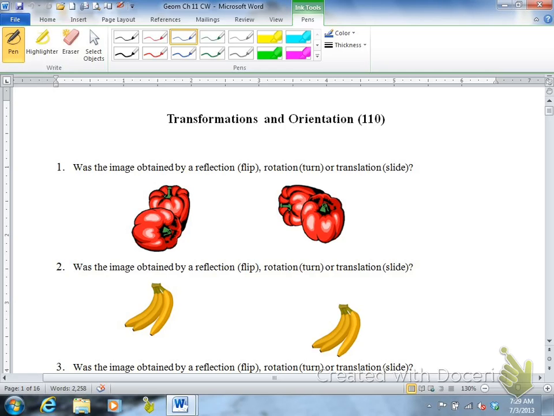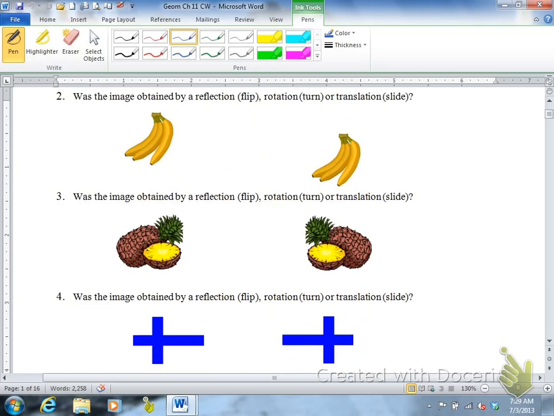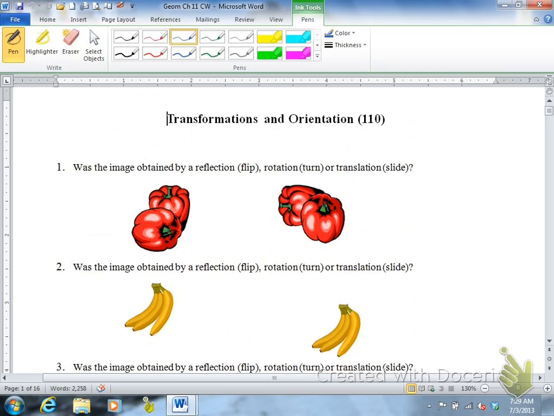Was the image obtained by reflection, rotation, or translation? You're going to be asked that for the next 4. So how about you see if you could pick, is it a reflection, a rotation, or translation? See if you can intuitively figure it out. So pause this video.